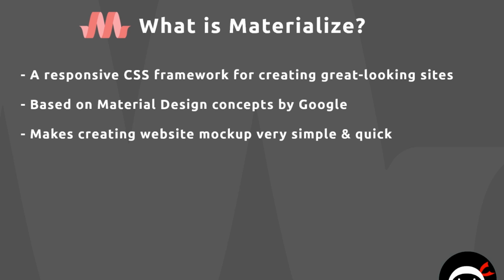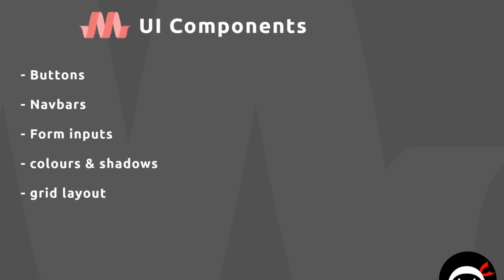So it's a bit like Bootstrap, I suppose, in that it comes with things like buttons, colors, layouts and all that jazz, but this time those layouts and components are much more tightly coupled with Google's design philosophy, whereas Bootstrap isn't. So some of the different UI components that it comes with are buttons, navbars, form inputs and other controls, colors and shadows, grid layouts, and loads of other things as well. This can all be achieved with a few different classes in Materialize CSS.